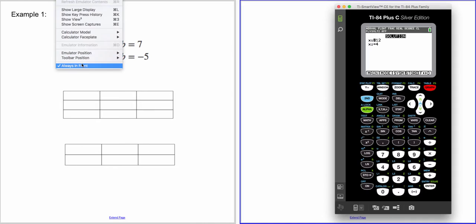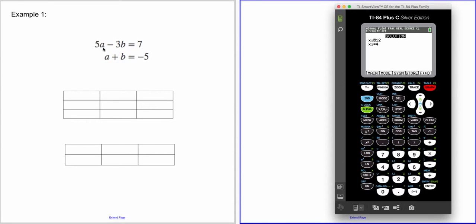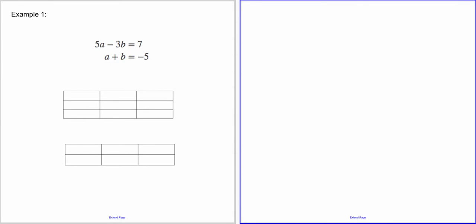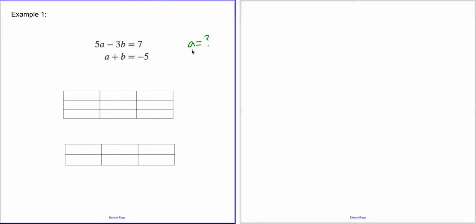We have to understand the variables: we have a value of A and a value of B such that I need 5 of the A's and subtract 3 of the B's to make 7. I need 1 of the A's and 1 of the B's, and the total is -5. The question is, what is the value of A and of B?